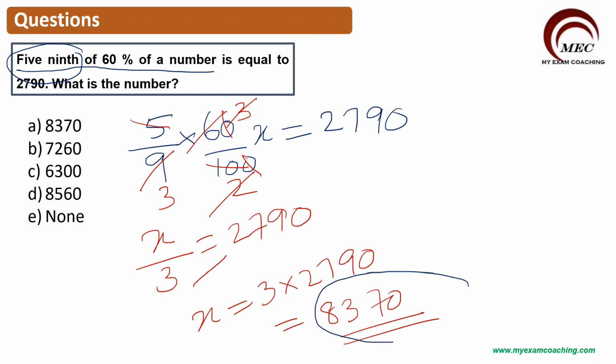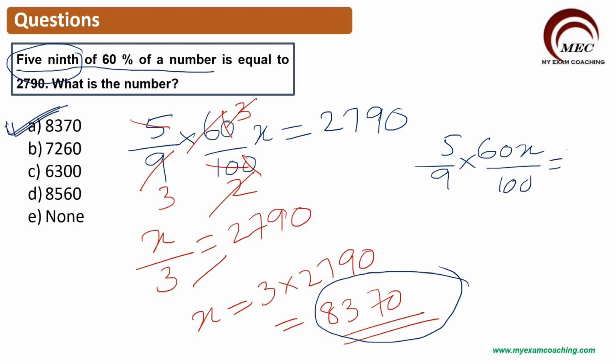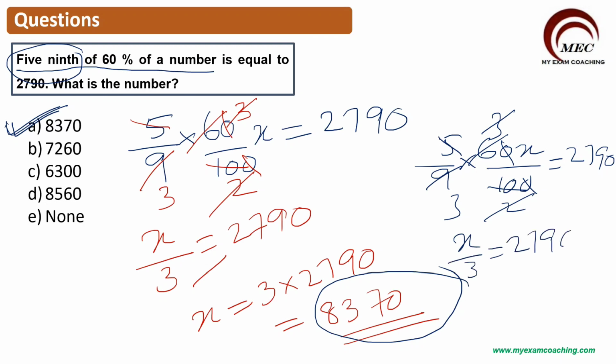Accordingly, you can search 8370 in the given options. You can mark A as the correct answer. A is 8370. So what we have to do is: 5/9 of a number means 5 by 9 multiplied by 60 percentage, which means 60x by 100, and this is equal to 2790. Cut this 0 and this 0. Cut this 5 and 10 two times. Cut this 2 and 6 three times. Cut this 3 and 9 three times. So we got x by 3. x by 3 is equal to 2790. So x is equal to 8370.